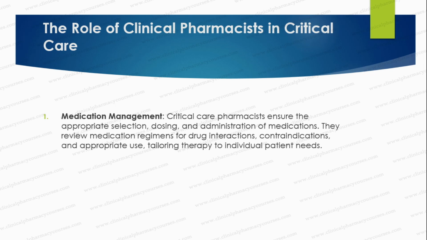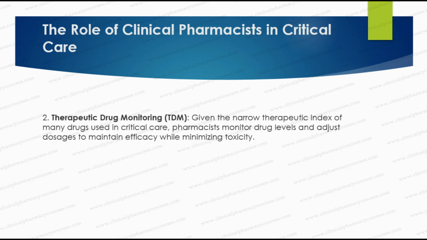The other role that clinical pharmacists are needed for in a critical care area is therapeutic drug monitoring. Now, again, this is not new. We do that everywhere around the hospital, given the narrow therapeutic index of many medications out there. Clinical pharmacists have to monitor drug levels and adjust doses to maintain efficacy and minimize or prevent toxicity, of course. And a good example of that is vancomycin.